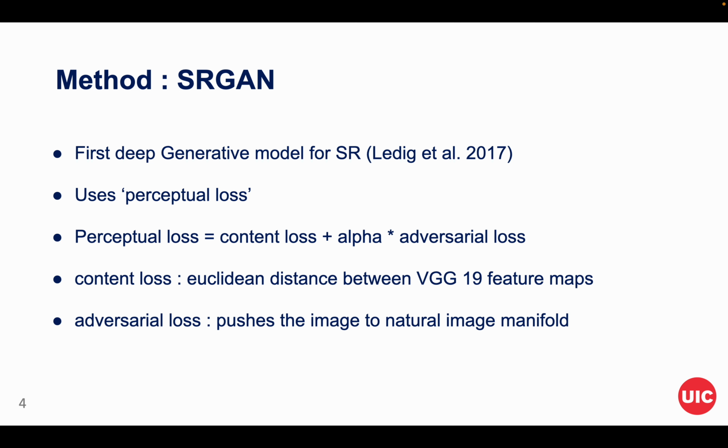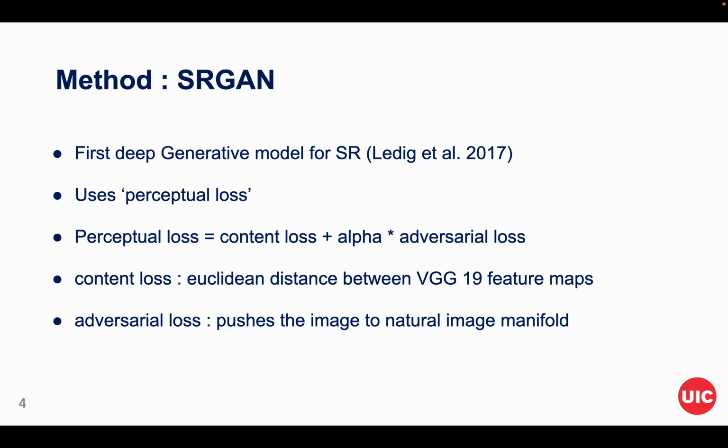The SRGAN is the first attempt to apply a deep generative model for this task. It uses a loss function called perceptual loss, which is a summation of content loss and adversarial loss. The hyperparameter alpha determines how much weight the adversarial loss will have in the perceptual loss calculation.